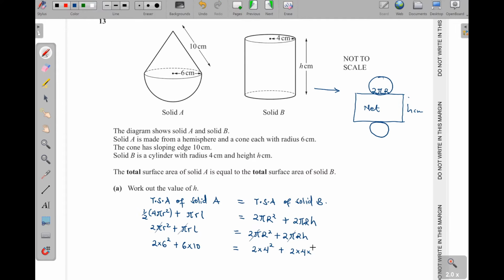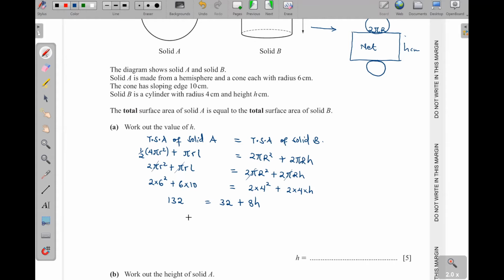And then times the h. So here this is 36 times 2, that is 72. Then plus 60, that will be 132. Then this way we have 4 squared is 16 times 2, that is 32. Then plus 8h. So that simply means that we shall have 132 minus 32 is equal to 8h.